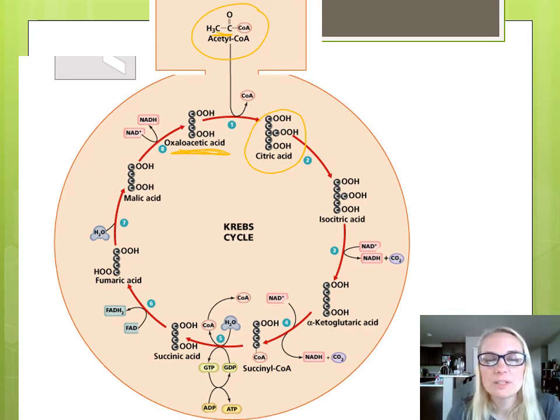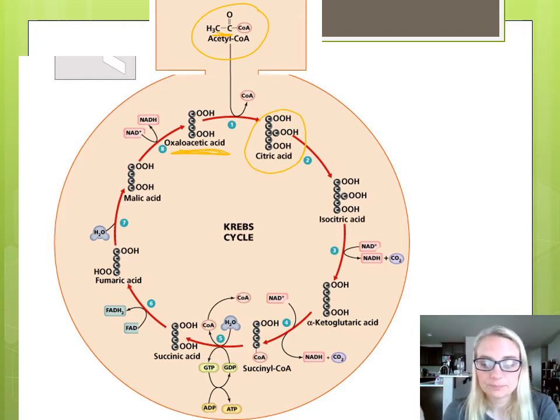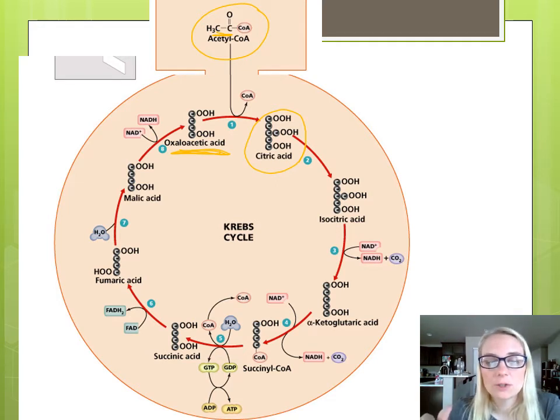So the first step is hook those 2 carbons from the acetyl-CoA onto the last step of the prior spin, oxaloacetic acid, and the CoA just gets knocked off. It's just temporary, it's a coenzyme. And hopefully you might remember, coenzymes are there to help enzymatic reactions take place. So for enzyme number one, we need that CoA to make the acetyl-CoA substrate fit properly into the active site. Okay, so now we have citric acid.